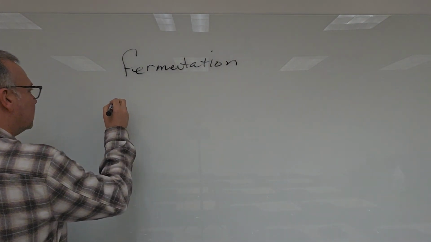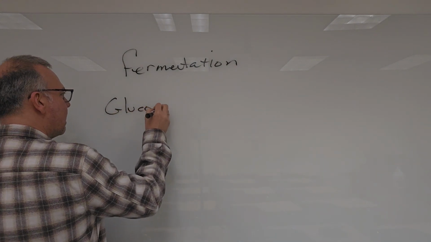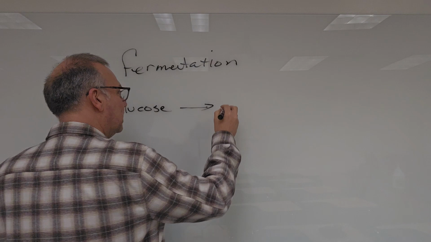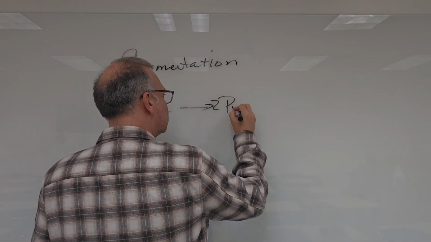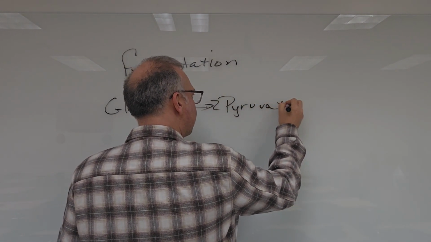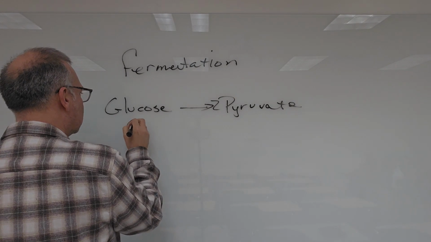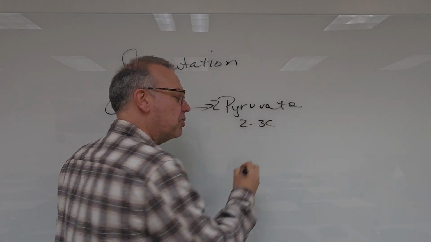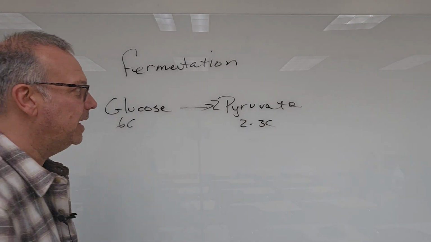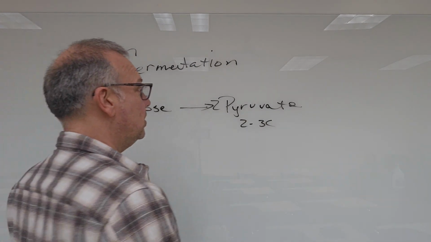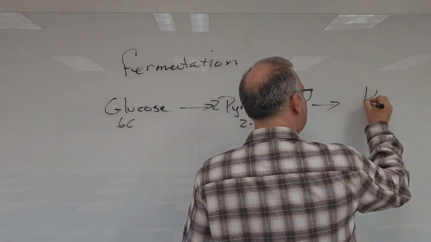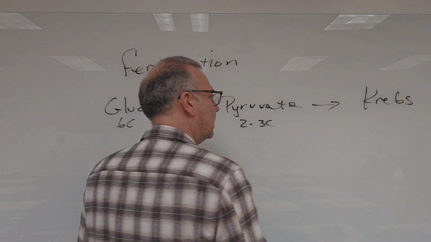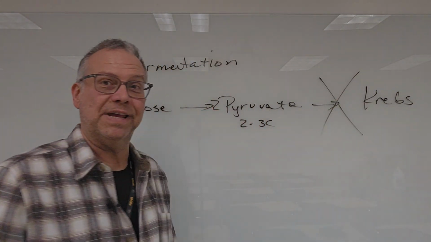And this is your problem. So you have your glucose molecule that you break apart to two molecules of pyruvate. So that is a 6-carbon molecule, and here you have two 3-carbon molecules. That's all fine. What you would normally do, you would take this pyruvate and you would send it over to the Krebs cycle. What happens if you can't do that?